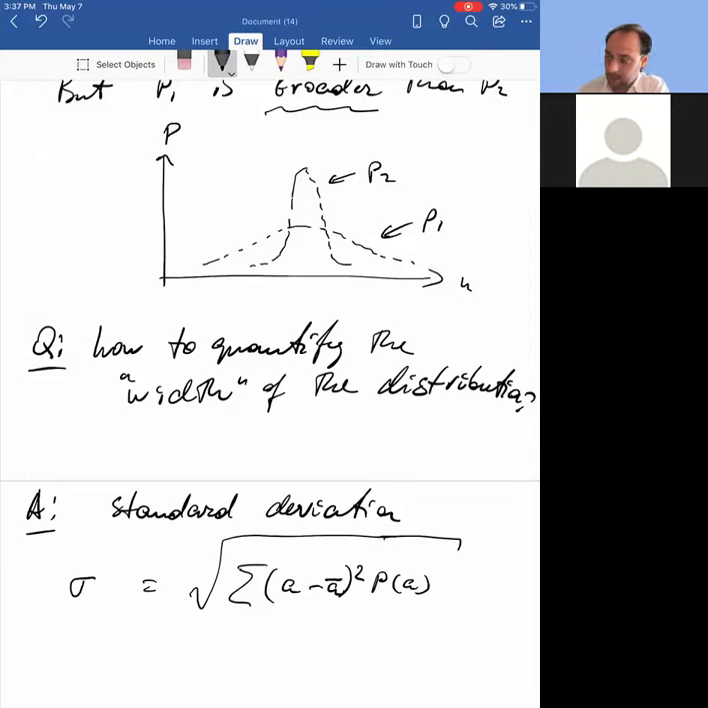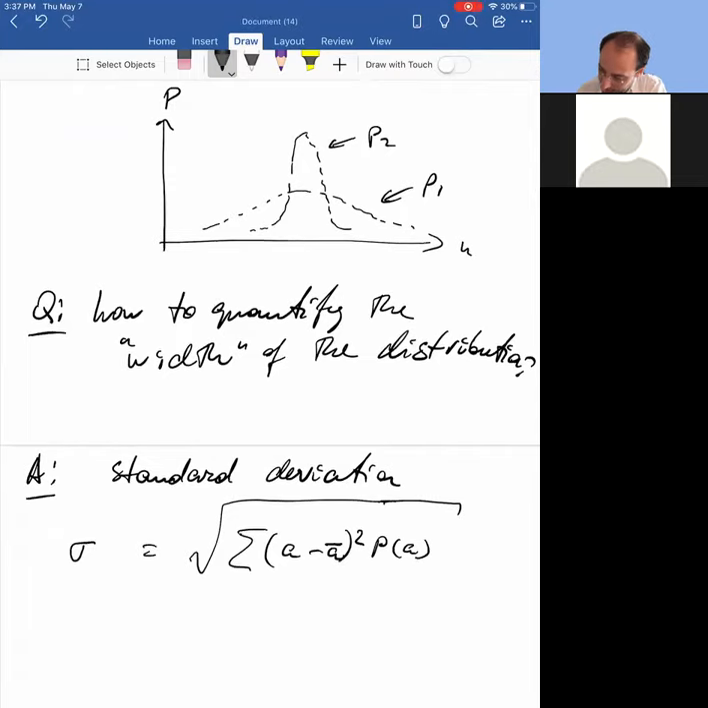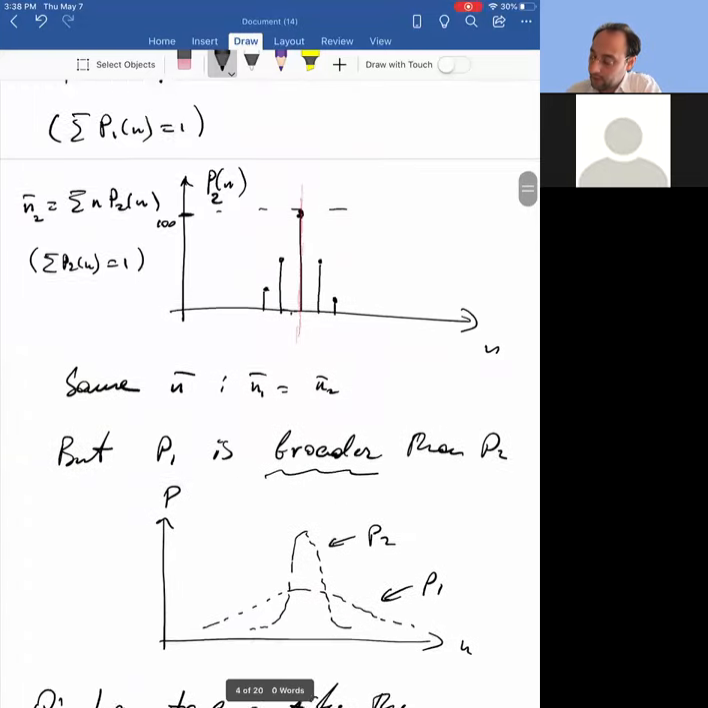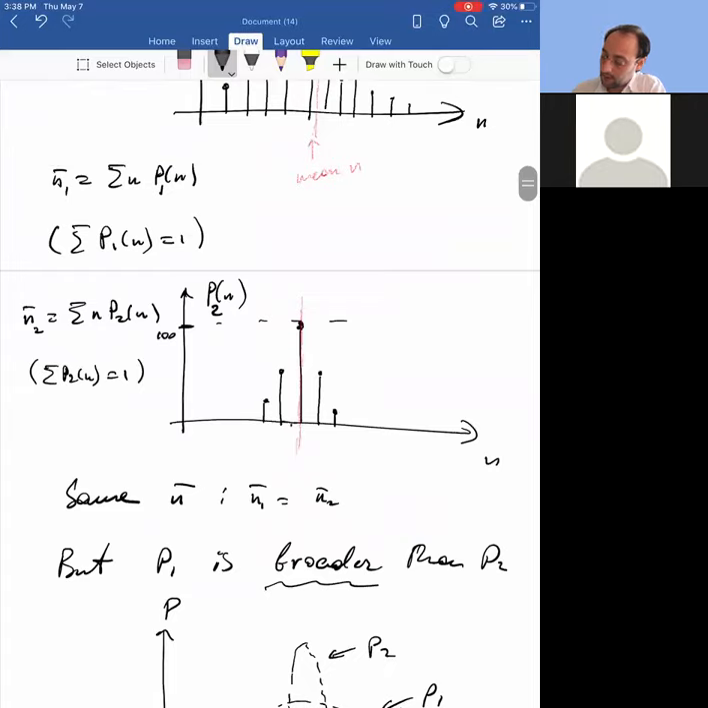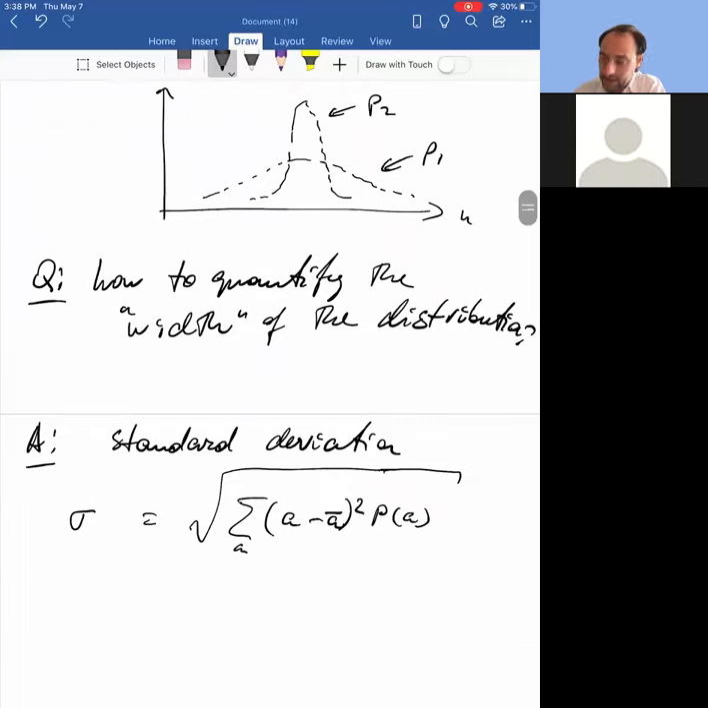So this says, you have some kind of a probability distribution. You found its average, its center of mass. Then what you're going to do is look at this sum over a's. You're going to look at the deviation of a value from the average. So here's a value, and here's the deviation. Here's another value, and here's another deviation. Here's another value, and here's another deviation. So that's what a minus a bar represents.